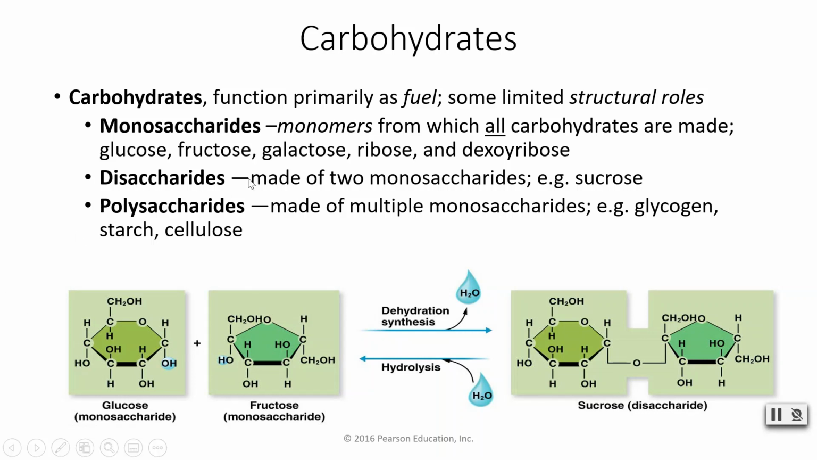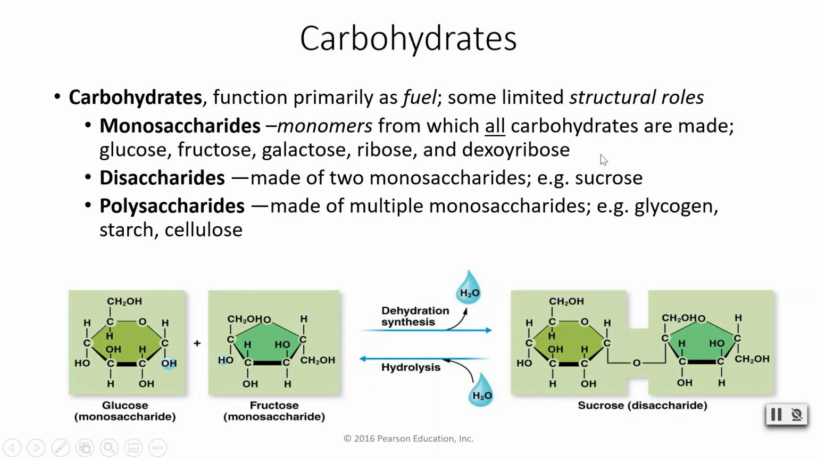Mono meaning one or single. Saccharide means sugar. So these are individual sugar units. And this is what all of your carbohydrates are made of, which is why they're so tasty. They're made of small sugars. Just a few examples of monosaccharides. We've got glucose, which gets talked about a lot in A&P. We also have fructose. That might be familiar to you if you like to eat a lot of fruit. Galactose, ribose, deoxyribose. We have several examples.